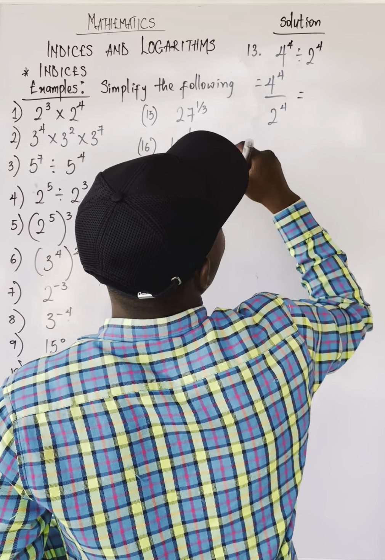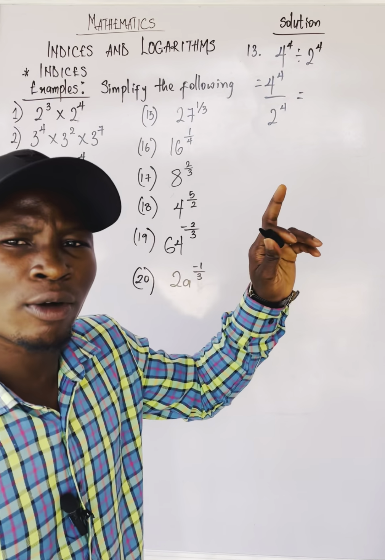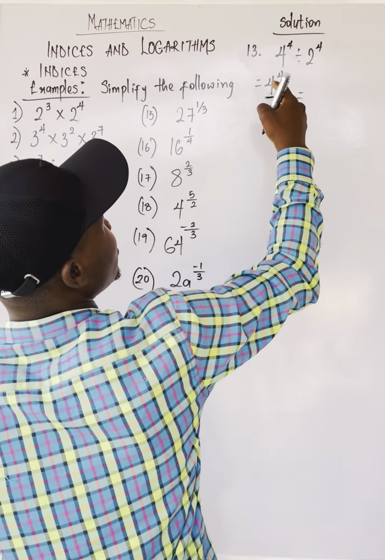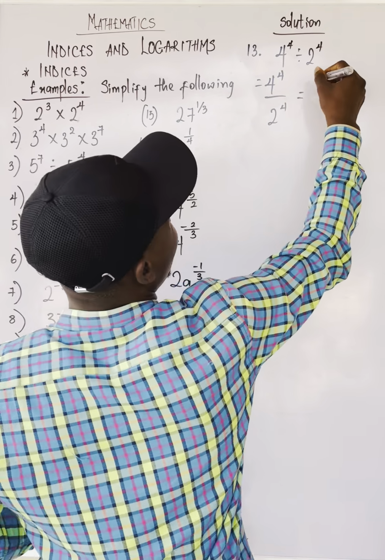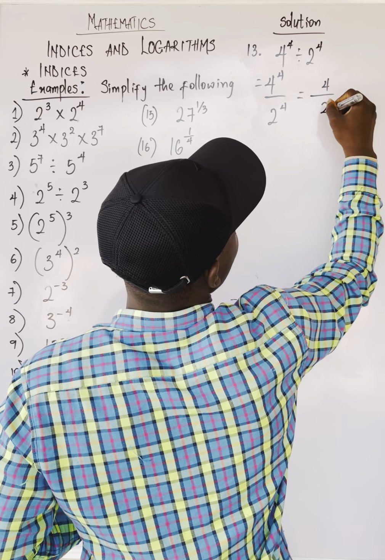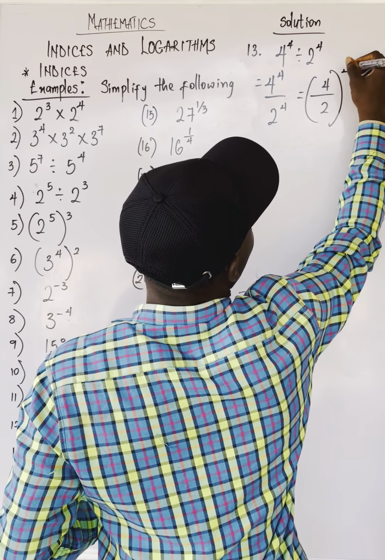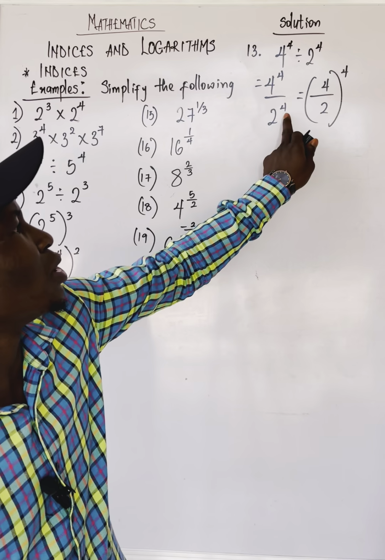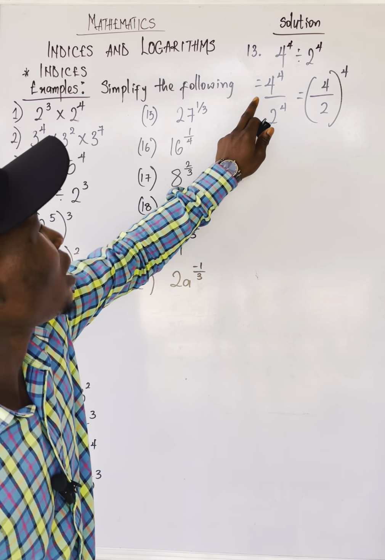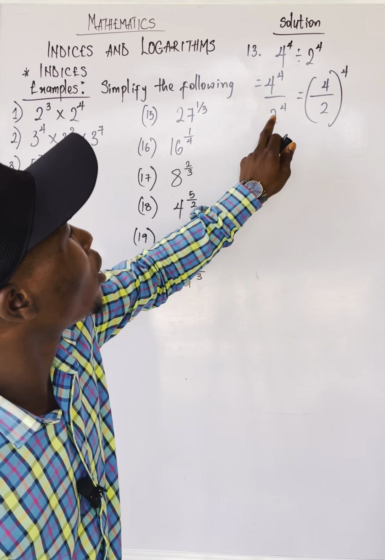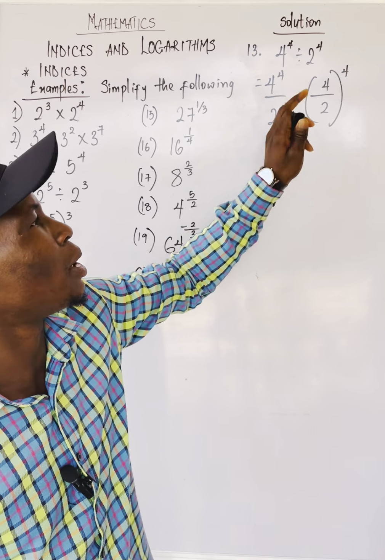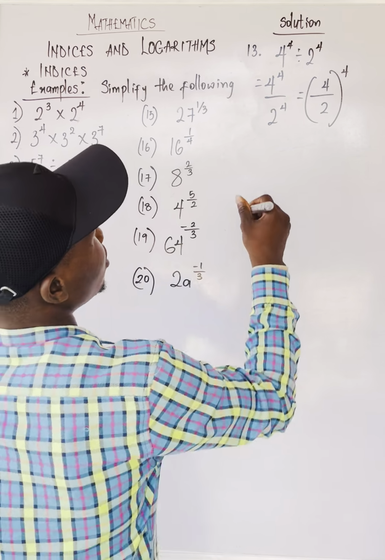Now, what do we do? It's also part of the law of indices that when I have different base and the same power, I can say 4 divided by 2, then all raised to power what? 4, since they have the same power. So you understand?